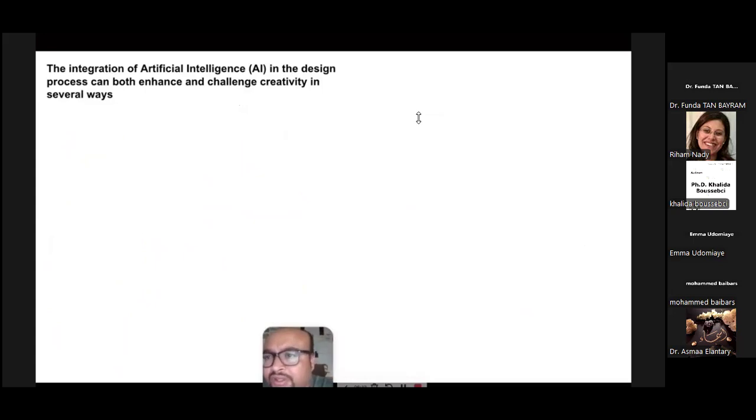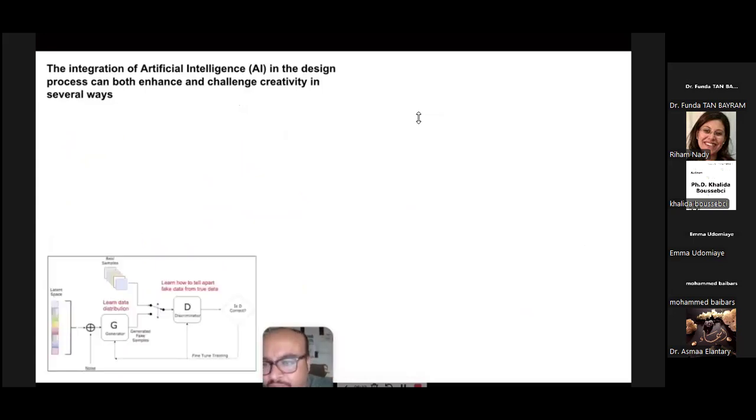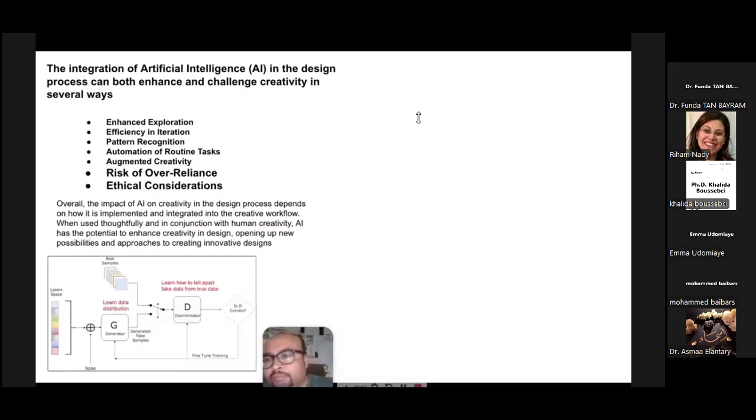So here, if we talk about enhanced exploration, obviously multiple explorations will be part of it if we try to integrate AI into the efficiency. But over here, definitely there is a risk of over-reliance, and a risk of compromising ethical consideration. And definitely the impact of AI on creativity in the design process depends on how it is implemented and integrated into the creative workflow.